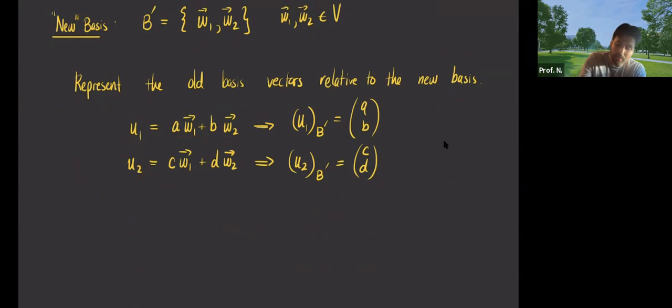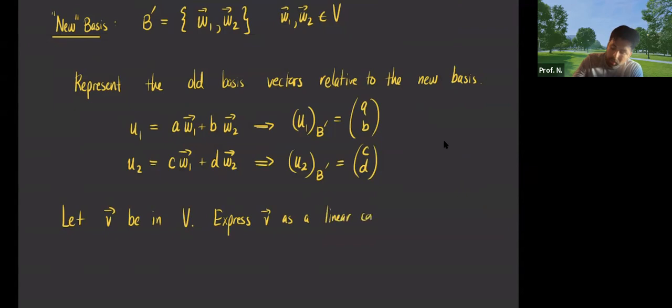Okay, so now let V be some vector in V. And suppose I represent V now in terms of the old basis. So represent or express V as a linear combination of the old basis.